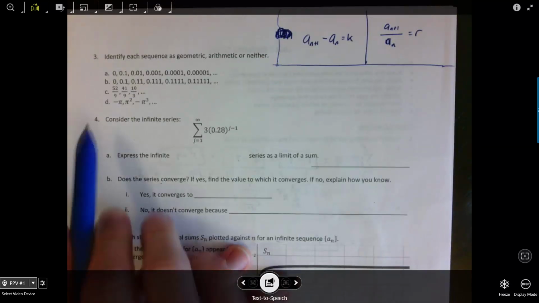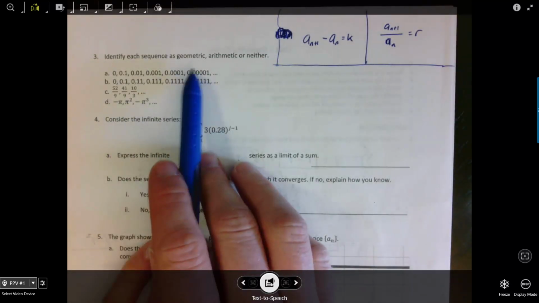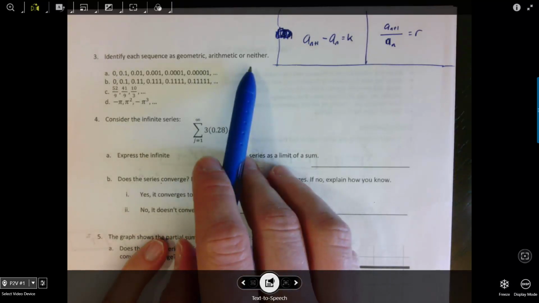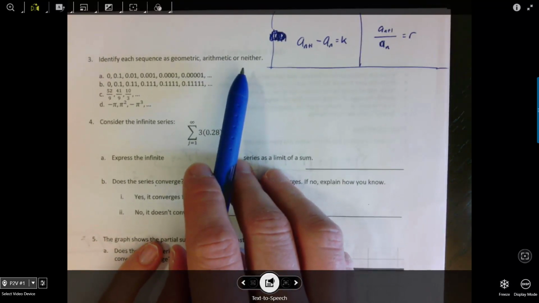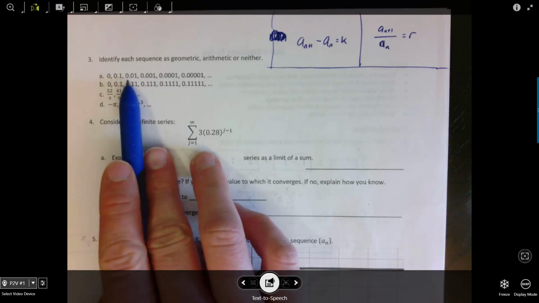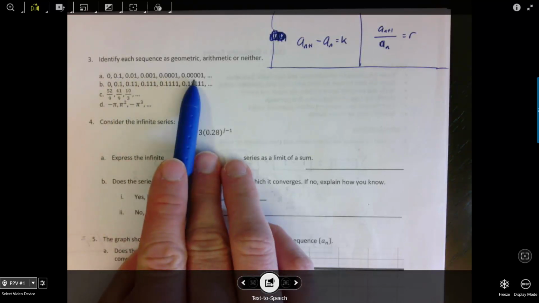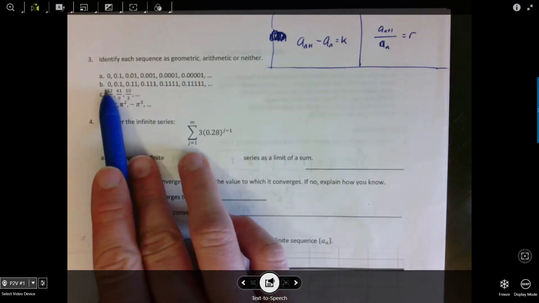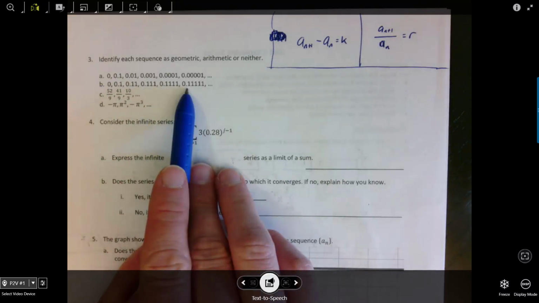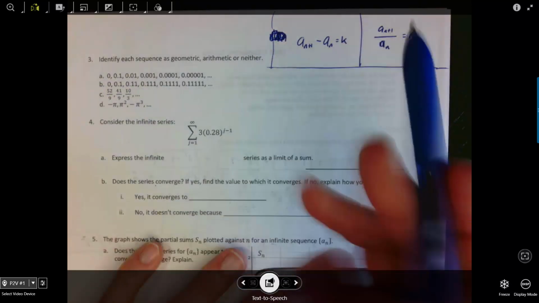So for problem 3, it's saying identify each sequence as geometric, arithmetic, or neither. So you know that geometric sequence has constant multiples that give you each new term. Arithmetic sequence, you're adding a constant to get each new term. And then neither would just be some other type of growth.